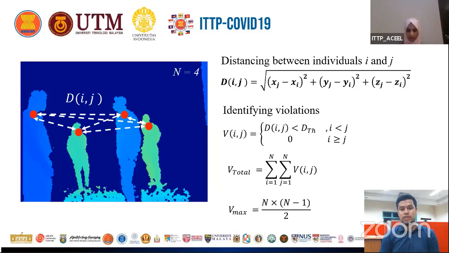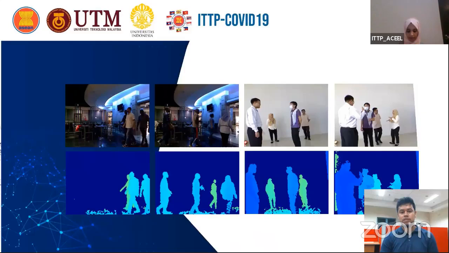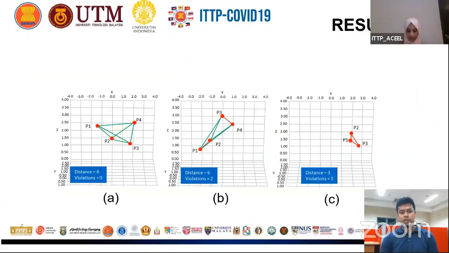The method was tested on a challenging dataset that we captured, with varying illumination and complex background, while people were working and conducting a group discussion. Here we enumerate the cases that we have observed. In figure A, 4 individuals were present in the frame and no violations occurred, while in frame B, the 4 individuals were present and identified as red dots, while 2 violations occurred and were detected by the system. And in case C, 3 individuals were present in the frame and 3 violations were recorded as no one was following the social distance guidelines.